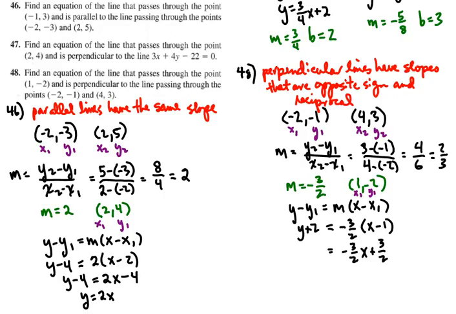I'm going to subtract 2 from both sides. And 2 is the same as 4/2, so -4/2 plus 3/2 is -1/2. And I end up with y is equal to -3/2 x plus 1/2. And so that will do it for problem number 48. We'll continue in the next video.